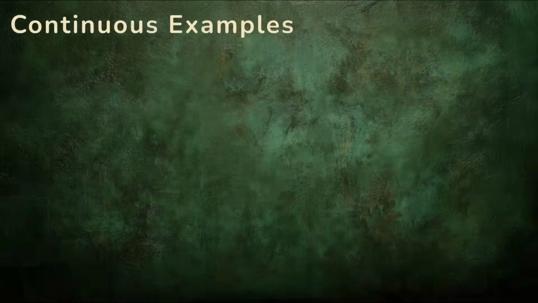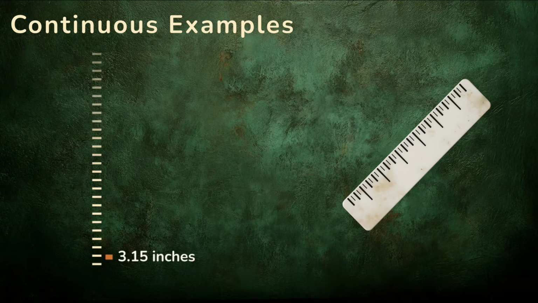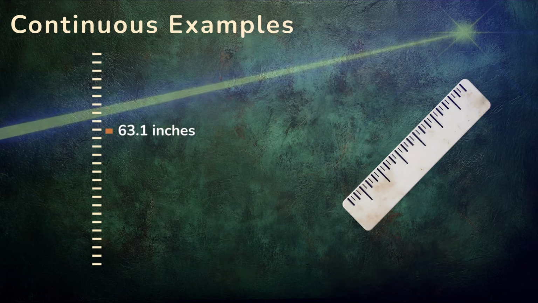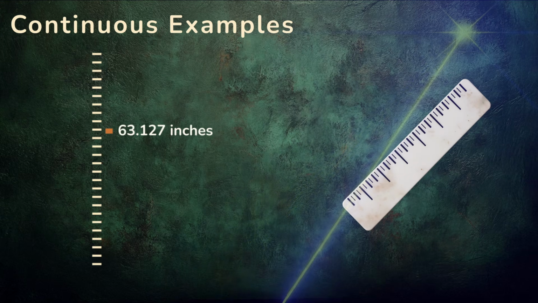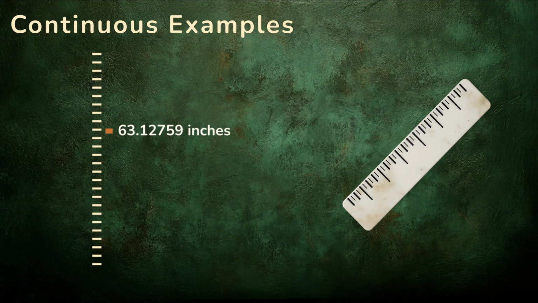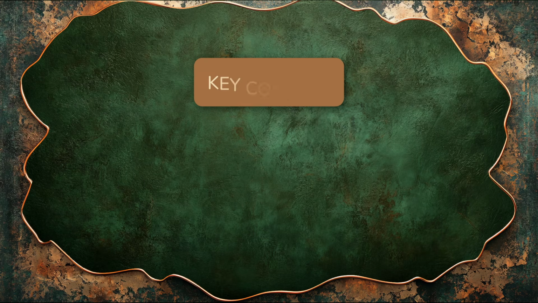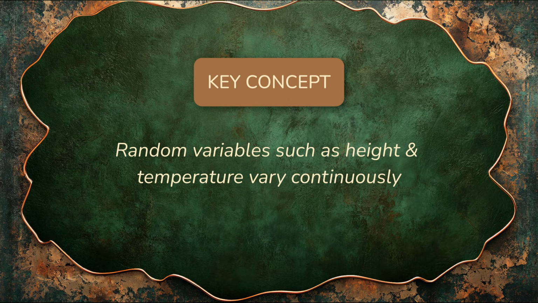Similarly with your height, when measuring, we usually round our height to the nearest inch or centimeter. But if you were to use a sophisticated laser measuring device, you could make a much more precise measurement. With more precise instruments, you can measure more and more decimal places. We usually round up or down, but in reality, these random variables vary continuously.